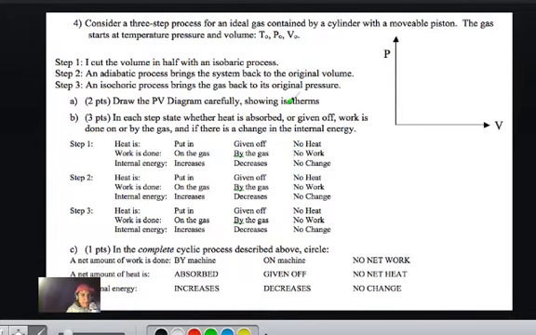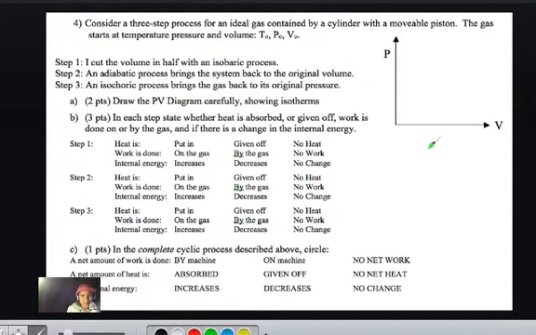Okay, in this problem we have a three-step process for an ideal gas contained by a cylinder with a movable piston. So the gas starts at a temperature and pressure of these original conditions, T naught, P naught, V naught. And there are three steps that are described, and what's asked is for the PV diagram, isotherms, and then to comment on each step, whether or not work is done, heat is exchanged, etc., how the internal energy changes.